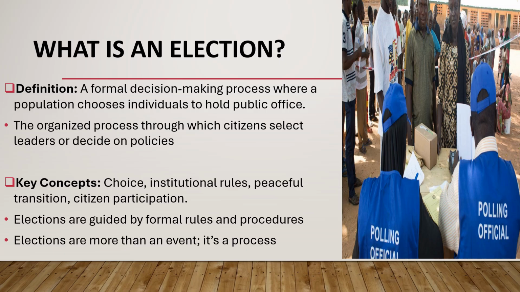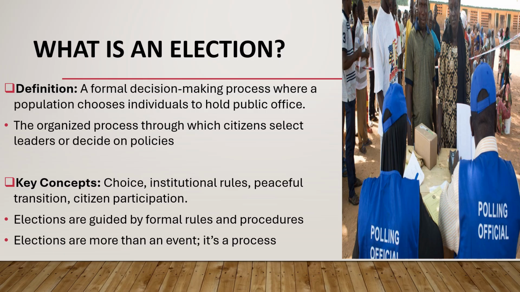So, what is an election? It's a formal decision-making process where a population chooses individuals to hold public office. Or we can say an election is a formal way a community decides who leads or what policy to adopt. It's not just a day, but a process that runs before, during, and after voting. We're going to explain all this as we carry on, what the before, the during, and after voting also imply.